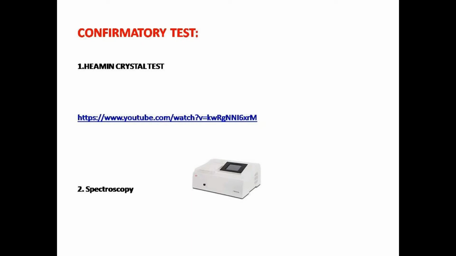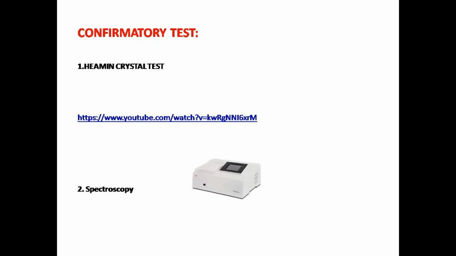The confirmatory test, the Hymen crystal test, is done to identify blood stains. In this, small crystals of sodium chloride are mixed with 2-3 drops of glacial acetic acid, and then this is kept on the stain present on the glass slide.